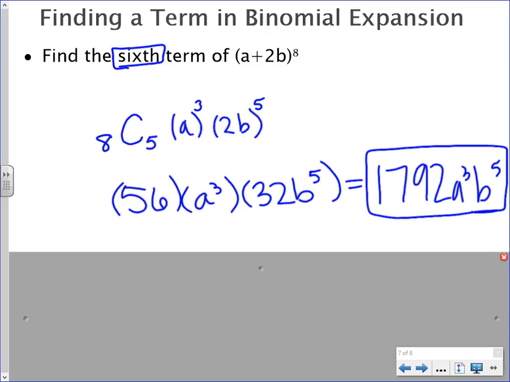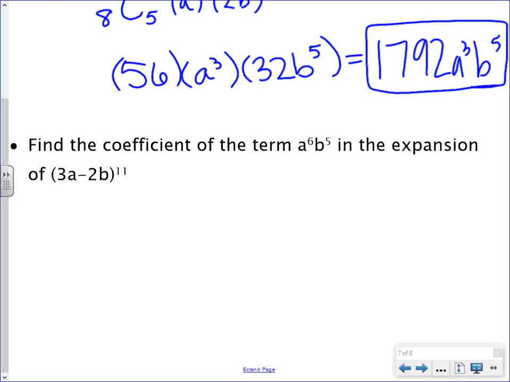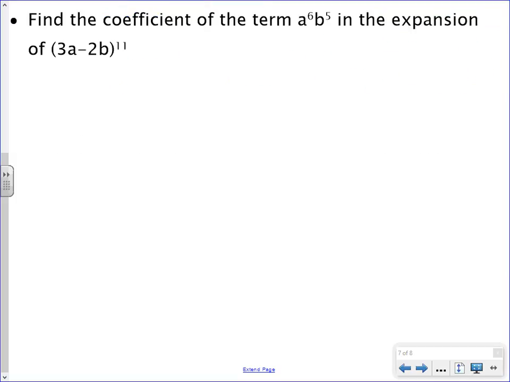Okay. You and your partner next to you, if there's 3 at your table, then everyone at your table, try and set up this problem. Don't multiply anything out, just do the basic setup of the combinations. If I'm asking for the coefficient of a to the 6th, b to the 5th, how do you think we should set this up?